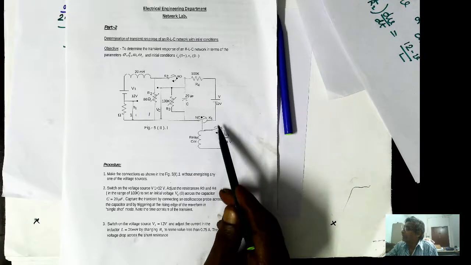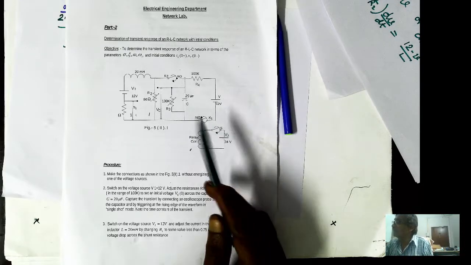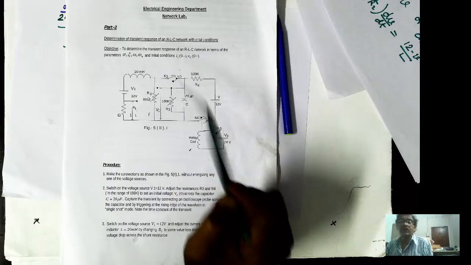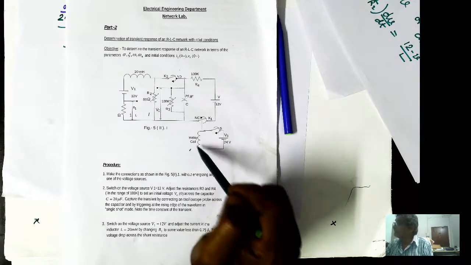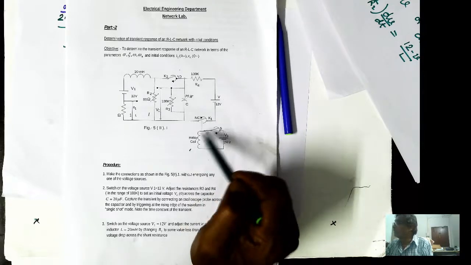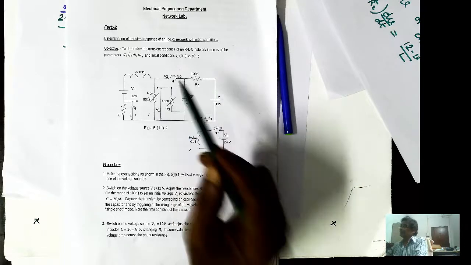It has got two contacts. One is NO, which means normally open, and NC means normally closed contact. And when you energize this one, the normally closed contact will become open and the normally open contact will become closed. This is a very simple idea.